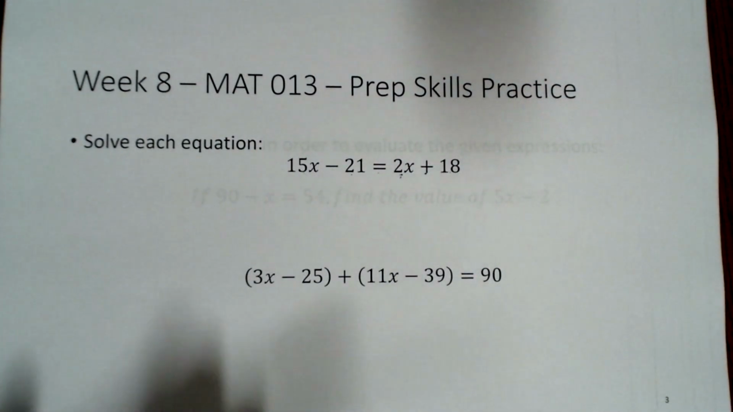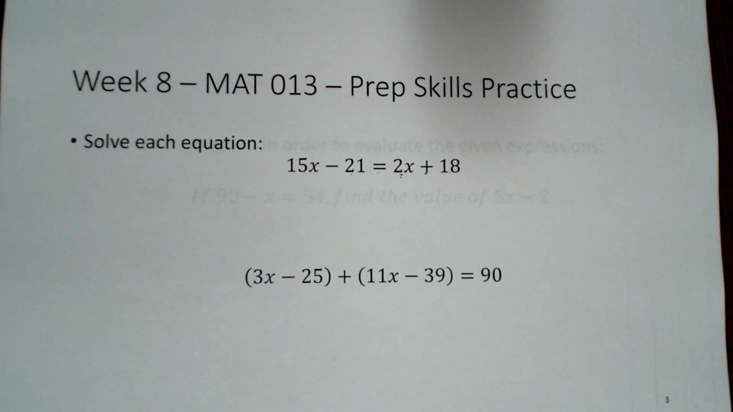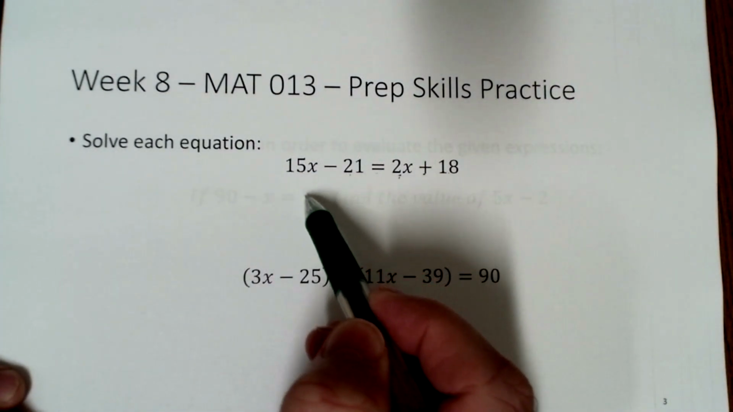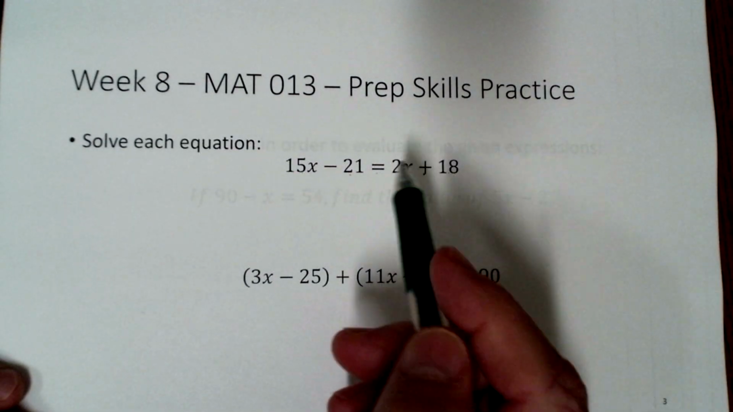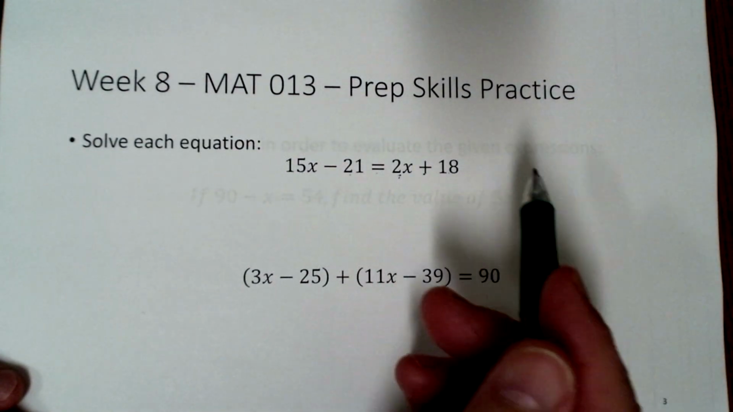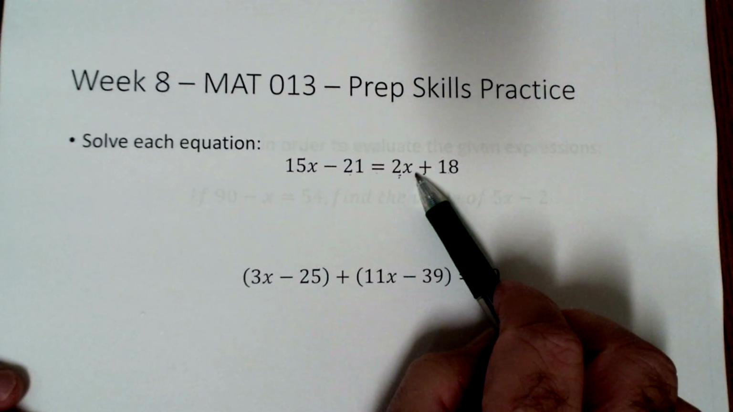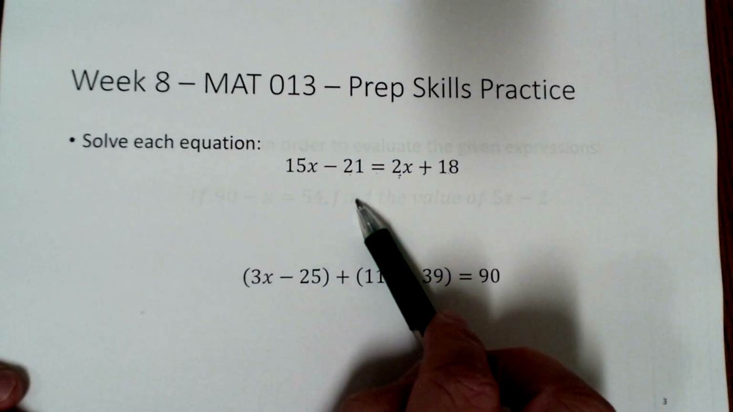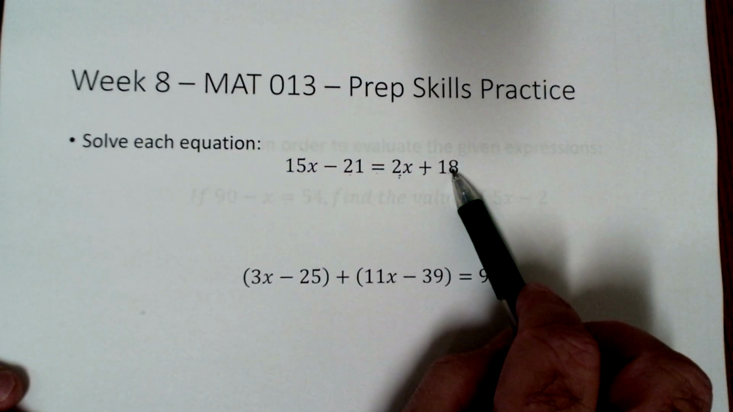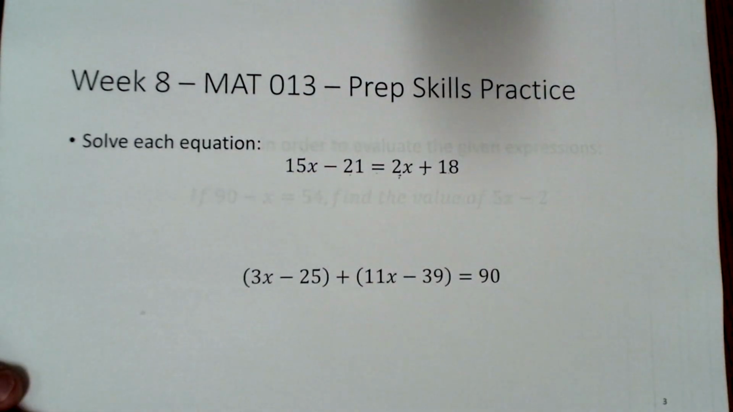So in this case, we notice we have variable terms and constant terms on both sides of our equal sign. So which way are we going to solve this? Are we going to move the 15x over to the right side? Because it really doesn't matter which side that we have the variable term on. It's just common practice to have it to the left. Or are we going to move this one to the left? Conversely, are we going to move this constant term to the right? Or are we going to move this constant term to the left? What are we going to do?